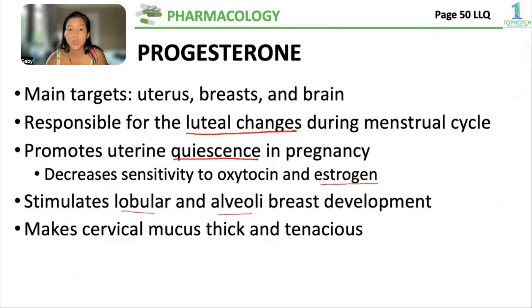Ito naman ay lobular growth, and it makes the cervical mucus thick and tenacious. So this usually happens after fertilization of an egg. So you want to prevent another sperm from fertilizing your already fertilized egg. So you get thick and tenacious cervical mucus. So these hormones are better discussed in your OB-GYN module, but I had to go through them as well in pharmacology.